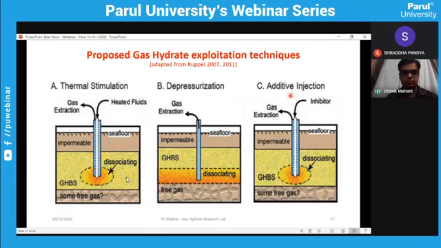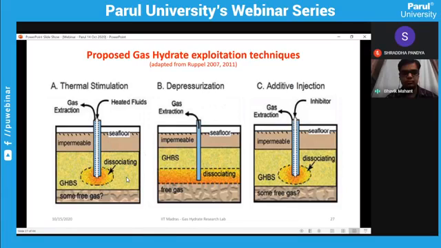The third technique is additive injection. You add some chemical into it, and it will decompose the hydrate into gas and water, and then we can extract the gas out. But it is very risky, and the Environment Protection Agency doesn't want to go for this because chemicals are always riskier.